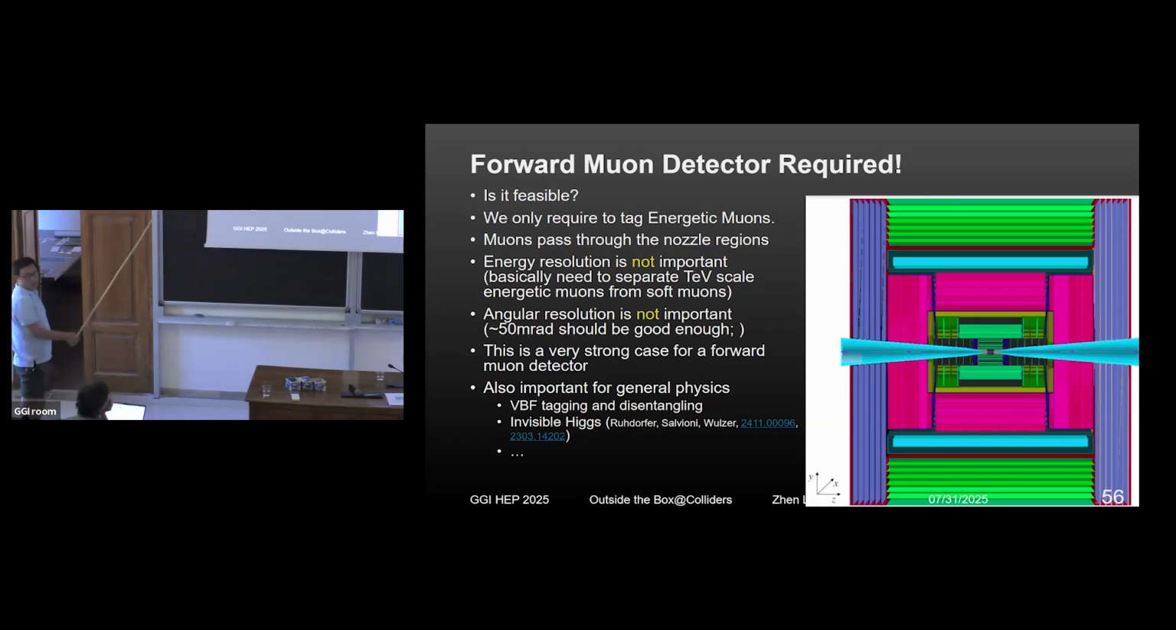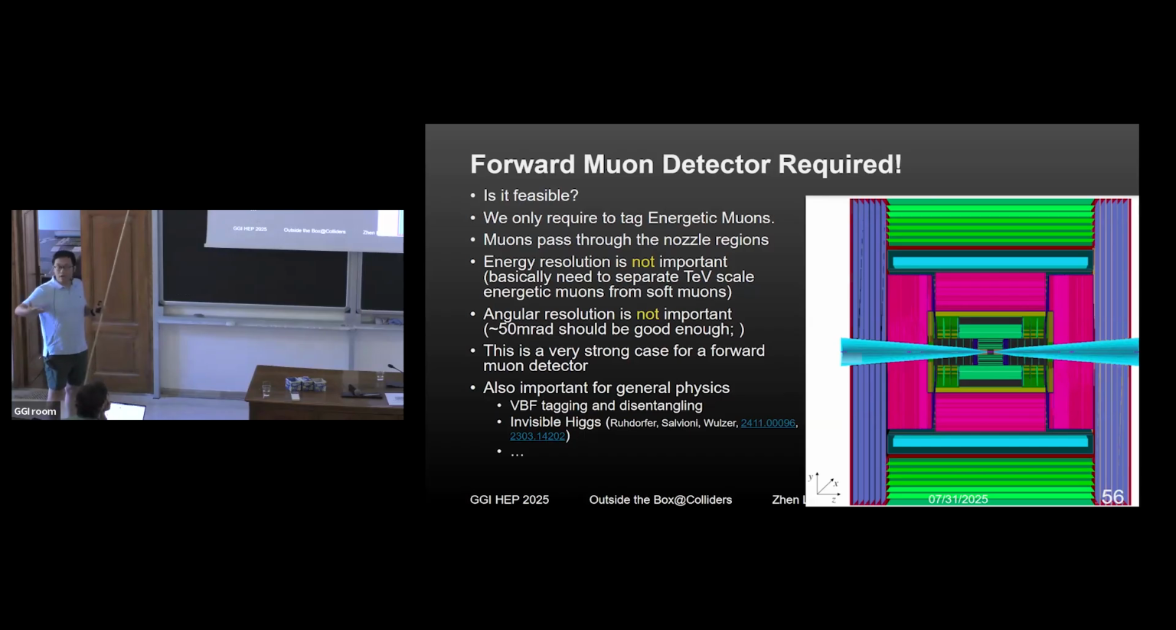What we really demand for the physics is only to tag the energetic muons. I just need to know there is an energetic muon in this forward direction. It passes through nodal regions with not enough stopping power. I don't need to care about the energy loss there; it doesn't affect my ability to separate signal and background. I don't need great energy resolution. 10, 20, 30% are all fine and don't change my result much. I also don't need large angular resolution. 50 milliradian should be good enough. I think it's a very strong case for R&D for forward muon detection.